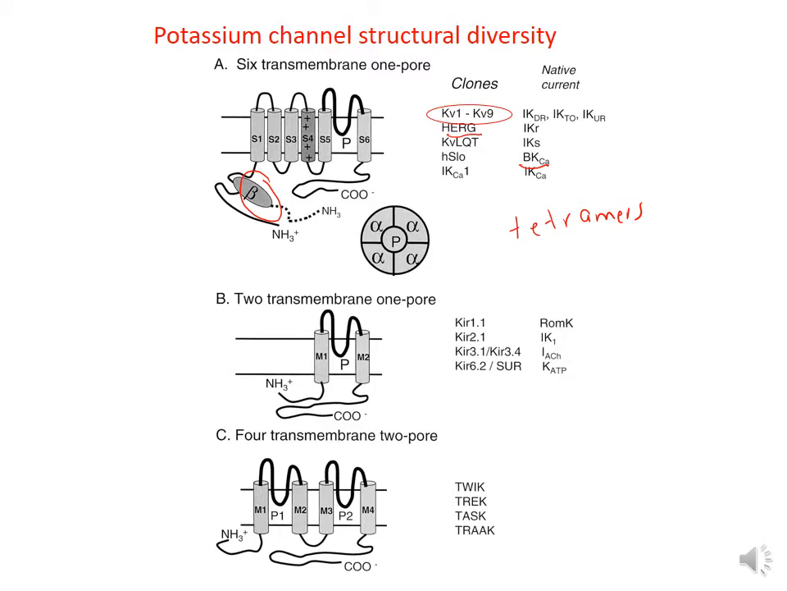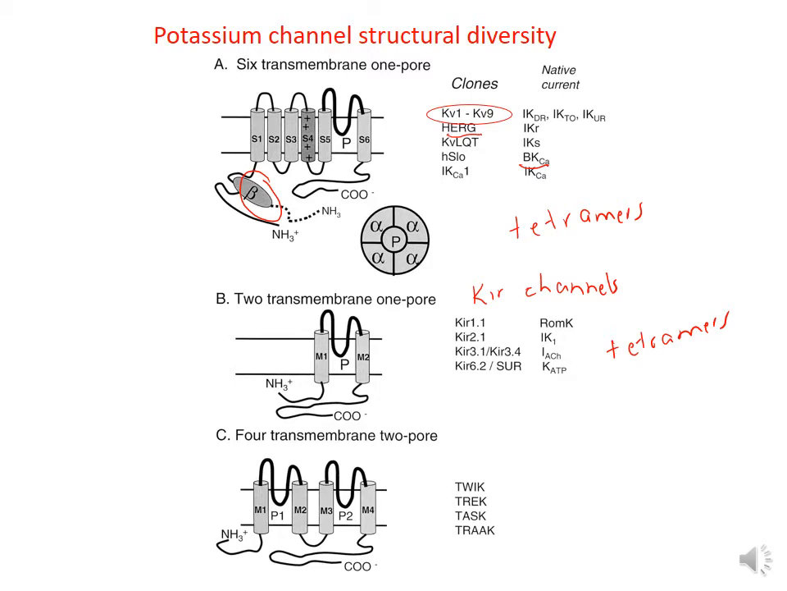The 2 transmembrane 1-pore channels are the KIR channels. You can see from this diagram that this type of channel has only 2 transmembrane domains and a P-loop, so they don't have the S1, S2, S3, S4 domains, and they are also tetramers. So 4 subunits come together to form a functional channel.